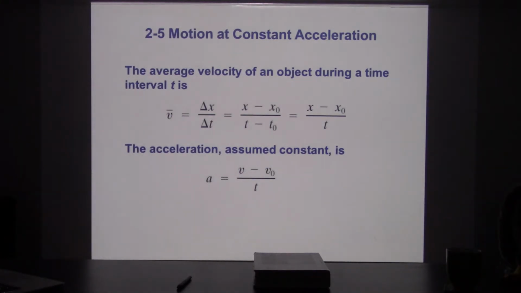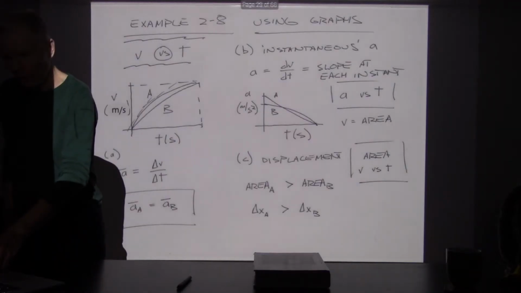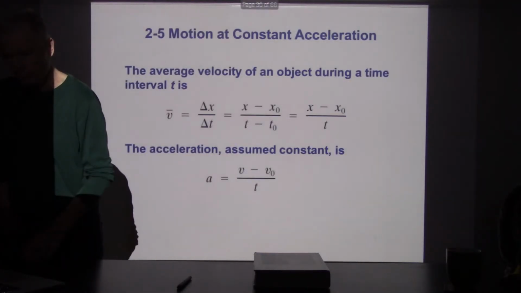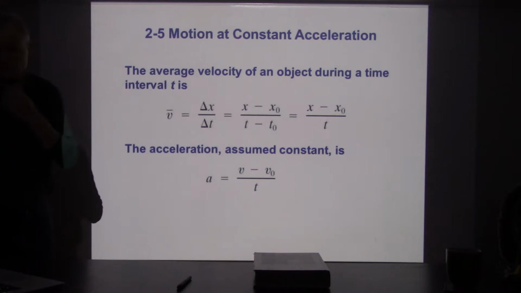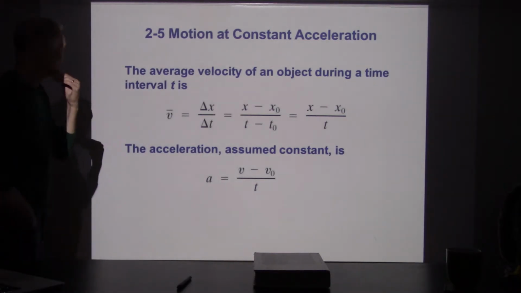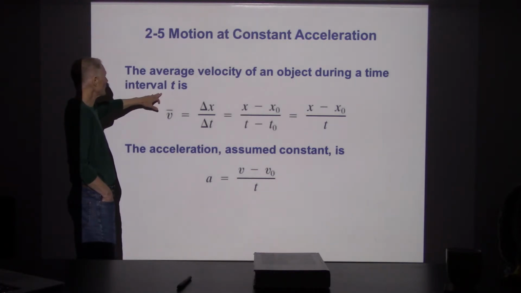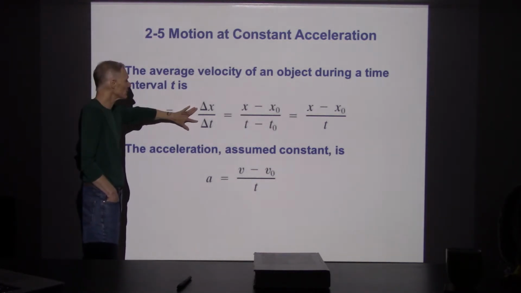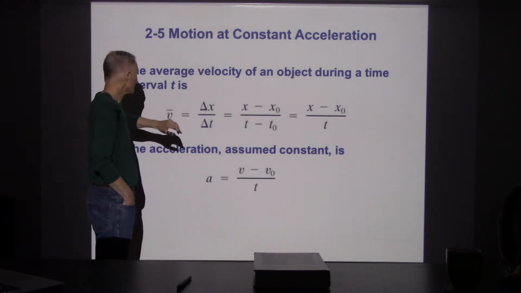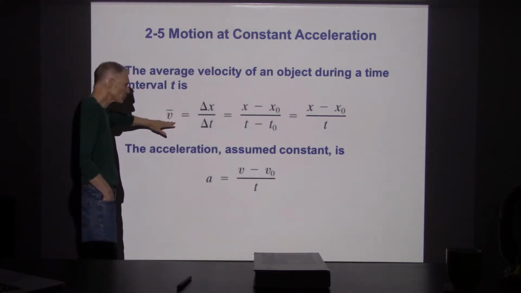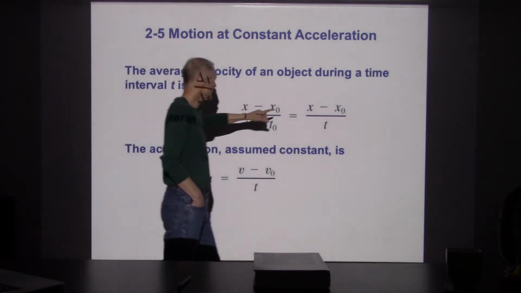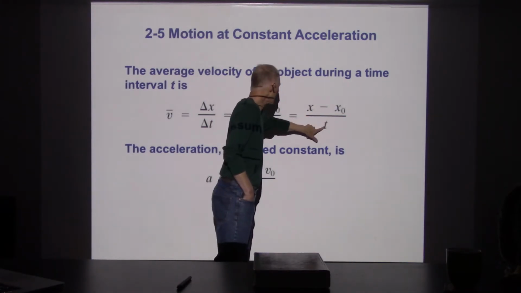And so I will definitely be asking you to use graphing in problem solving on things like midterms and such. Okay, so here's motion at constant acceleration, and the average velocity of an object during a time interval is delta x over delta t. That's the average velocity, and we can get that by taking x minus x naught over t.